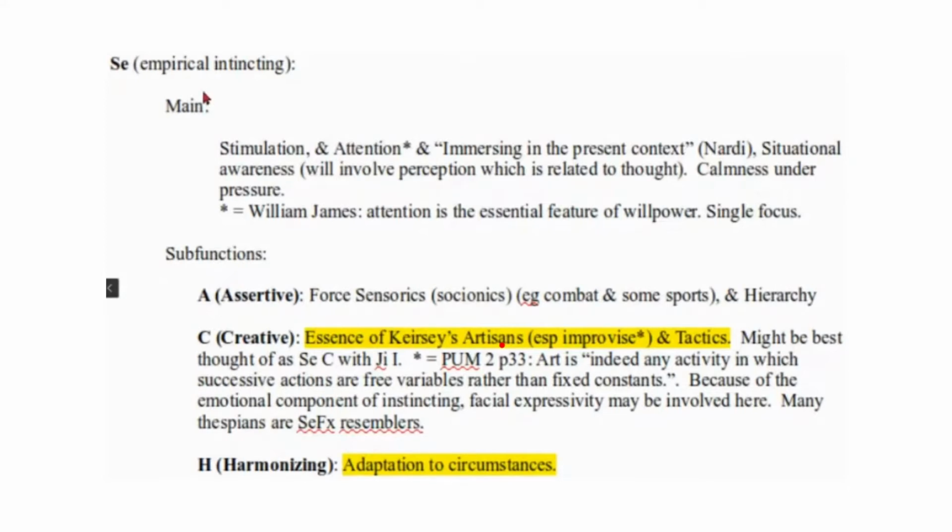So, main, stimulation and attention, immersing. Oh yeah, SE, I say sensing. I like the use of instincting instead. I think that's a better term for it. Awareness in the present, yeah. Perception related to thought, calmness under pressure. And I find myself to be quite calm under pressure. So I don't know. I feel like that term's a bit vague, but maybe I am good with my SE. Attention is the essential feature of willpower, single focus, so I'm bad at that. Maybe calmness under pressure comes under extroverted intuition, or extroverted intuiting.